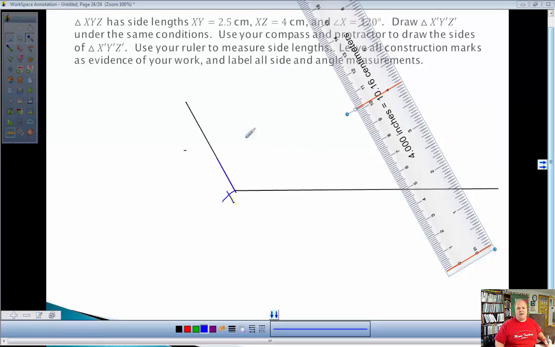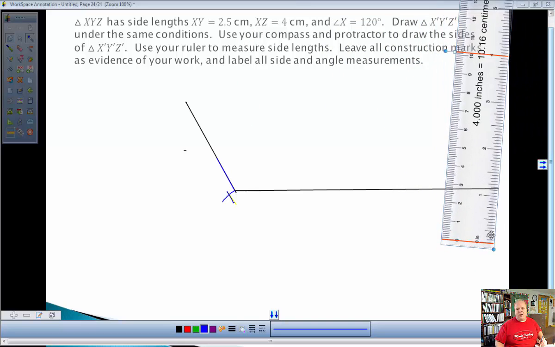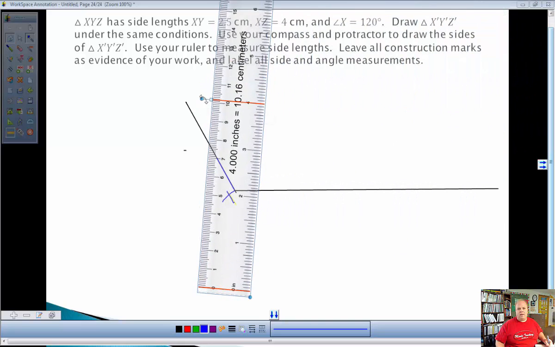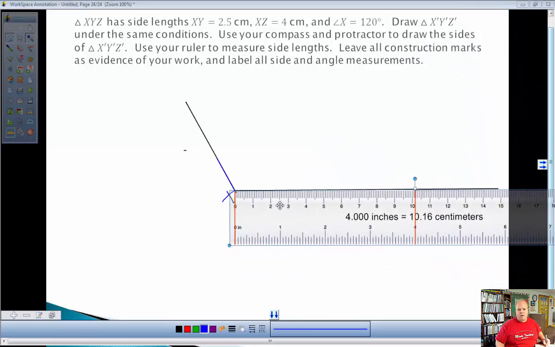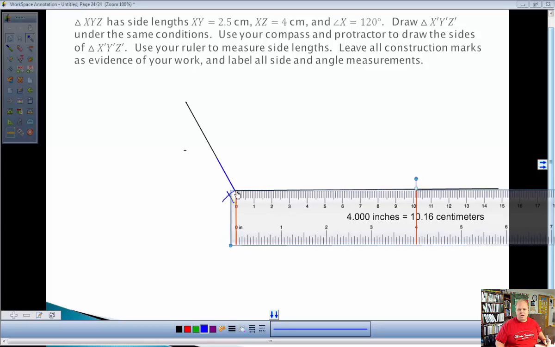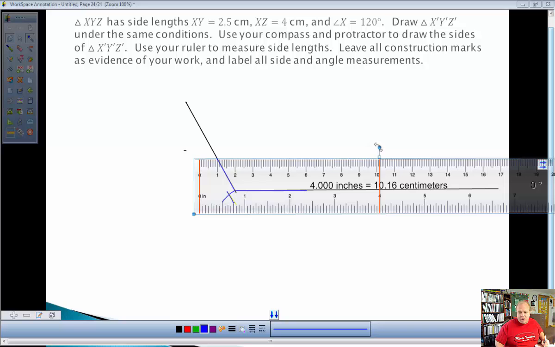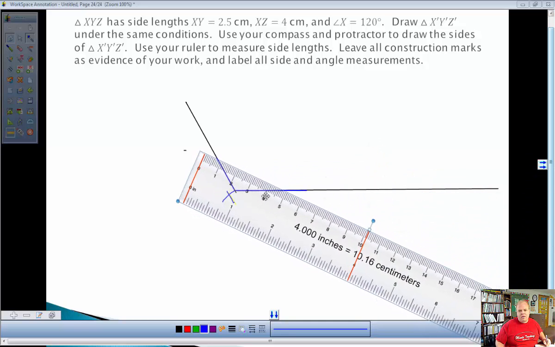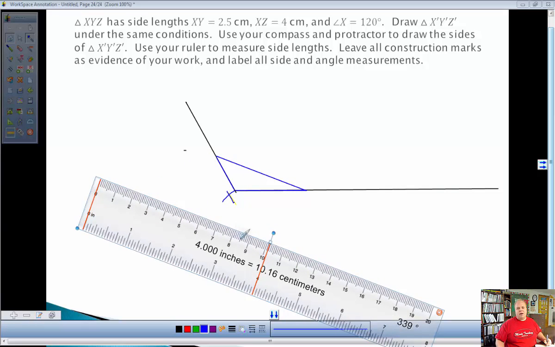Now it says XZ is 4 centimeters. So I'm going to rotate my ruler back around, so I can measure my 4 centimeters. Bring this up here. I'm going to draw my line to 4 centimeters. And then I'm going to bring this back around and connect my two lines. And there is my triangle.